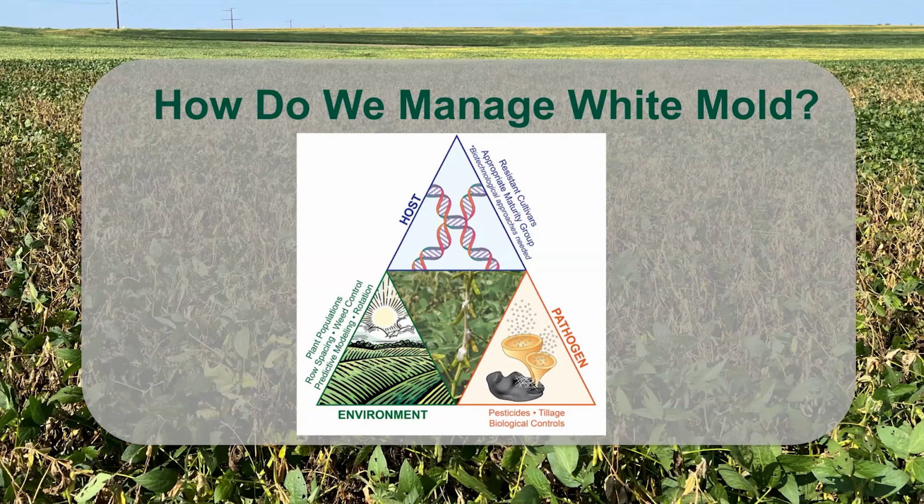So those are all mechanisms in which we are trying to manipulate that environment to make it less conducive for disease development. From the pathogen side, we've got pesticides, tillage again, and biological control. And then from the host side, or the susceptible genotype or cultivar or variety, we can plant resistant cultivars. And then there's also differences between maturity group, which we'll talk about here in a little bit. So by incorporating those, we can start to combat white mold and manage it appropriately.